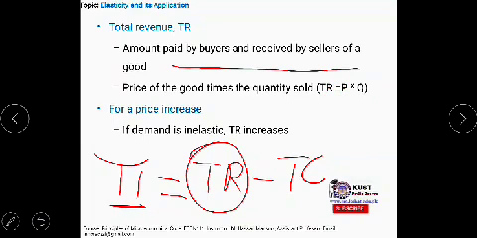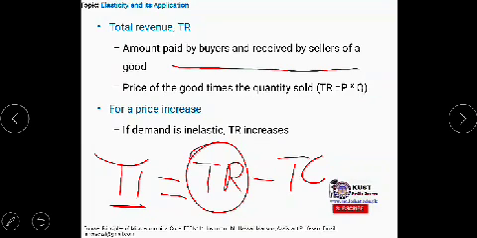As we know, according to the law of demand, when the price of a product increases, the quantity demanded decreases, and when the price of the product decreases, the quantity demanded increases. So firms are normally thinking about whether they should increase or decrease the price of the product so that their total revenues can be maximized.